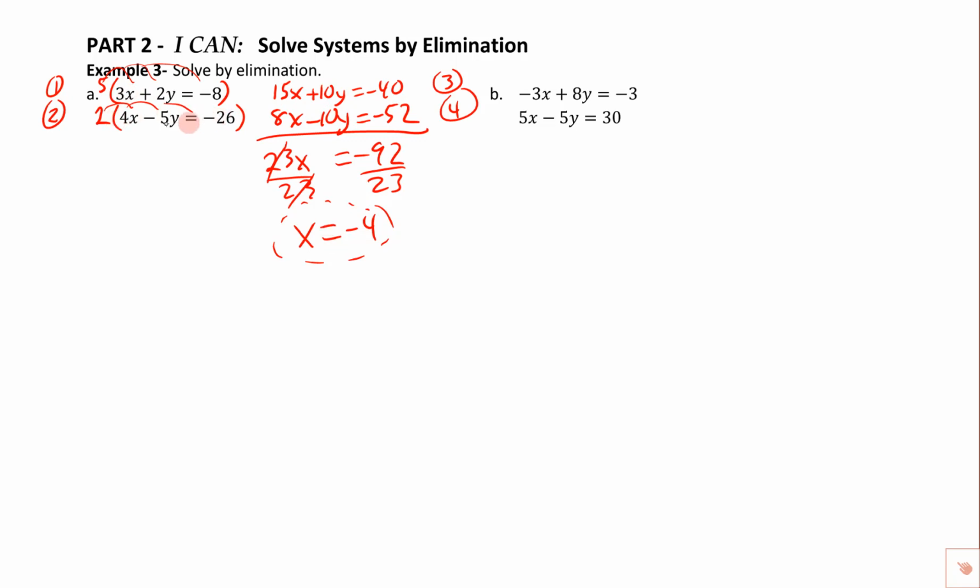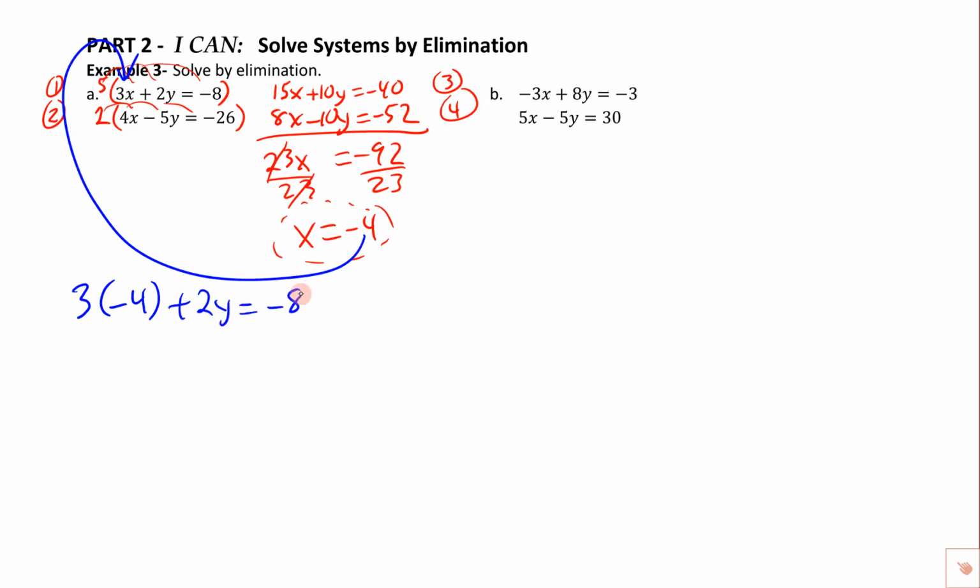If I look at the original equations, do I want to do a 4, a negative 5, and a negative 26, or a 3, a 2, and a negative 8? I'm going to take this and plug it in right there. So this is going to be 3 times negative 4 for whatever x is, 2 times y, and on the other side it's negative 8.